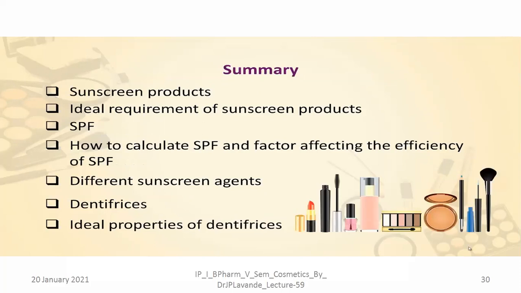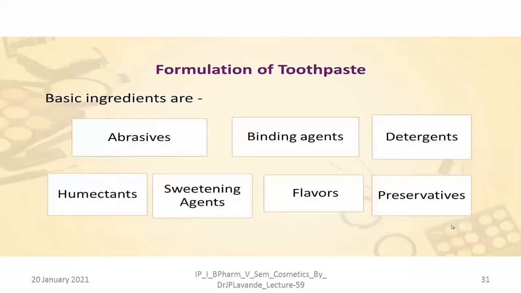So up till now, what did we see? We saw the sunscreen products, the ideal requirements of sunscreen products, the sun protection factor, how to calculate the SPF and the factors affecting the efficiency of SPF, the different sunscreen agents, dentifrices, and the ideal properties of dentifrices. Let's see the formulation of toothpaste, how it is going to be formulated or manufactured.